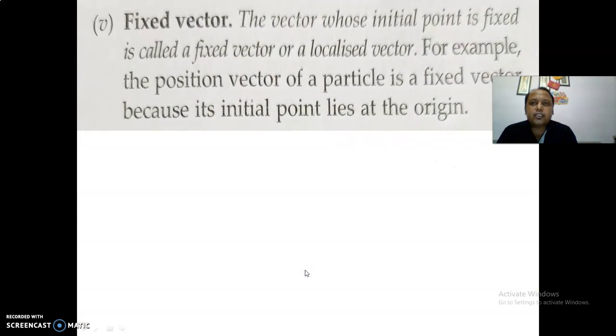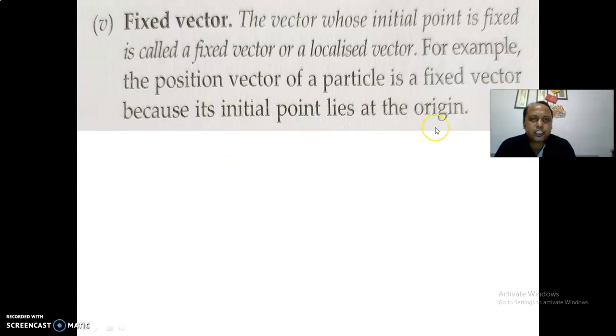Okay. Now the next vector that we are going to discuss is fixed vectors. The vectors whose initial point is fixed are called fixed vectors or localized vectors. For example, we have already discussed position vectors. We have seen that the initial position of the position vector is always fixed at the origin. So it is called a fixed vector.